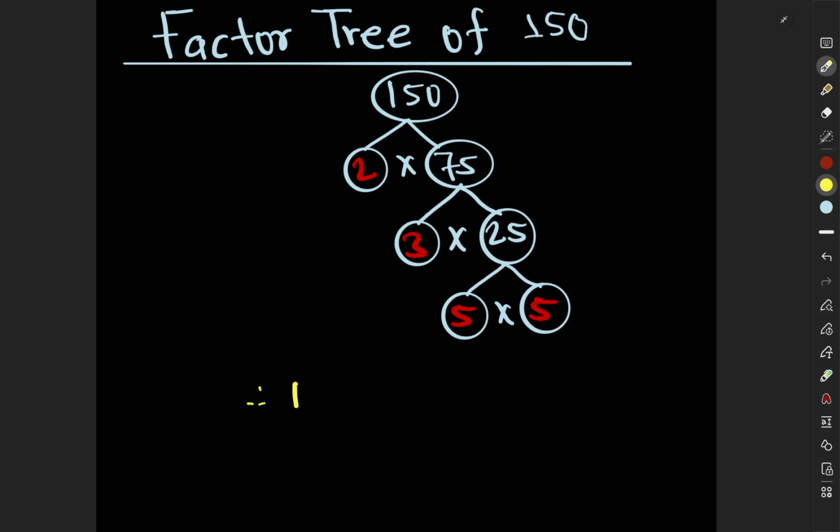So we can write 150 is equal to the product of all these prime numbers, that is 2 times 3 times 5 times 5.